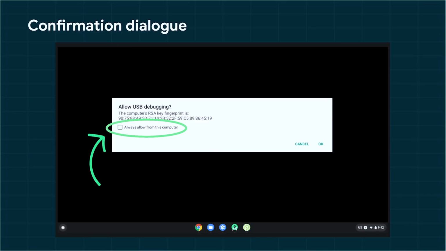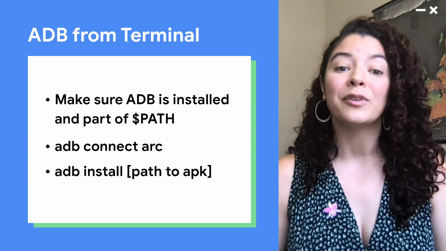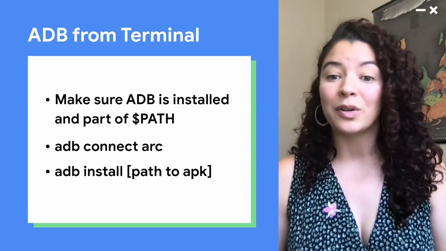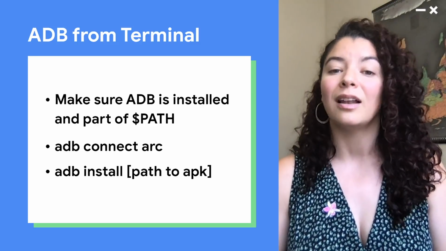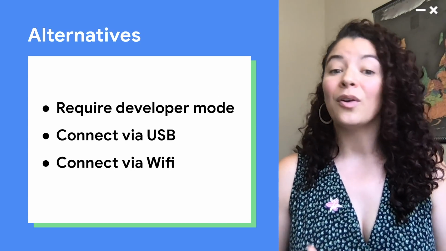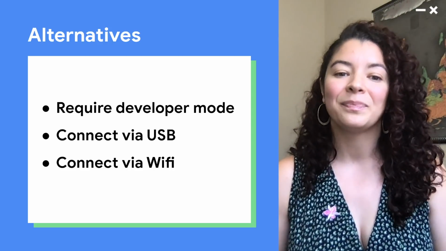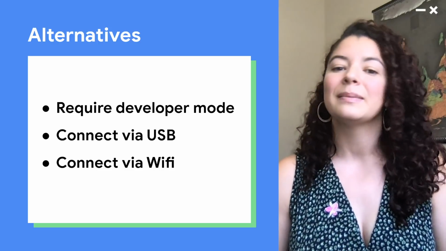One note here, the first time you install an app, Android will ask to allow USB debugging. You can check the Always Allow option. There are a couple of alternatives for running an Android app in Chrome OS. If running Android Studio is not an option, you can still use ADB and the terminal to install an APK. Or there is also the option to push to the Chromebook from another device. This option requires developer mode and more setup steps.